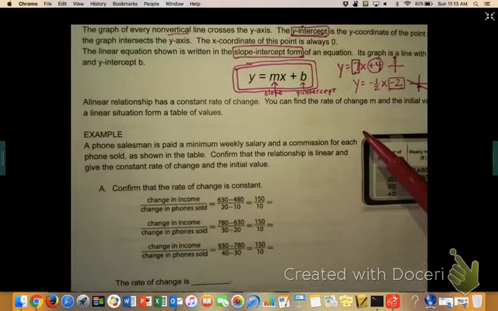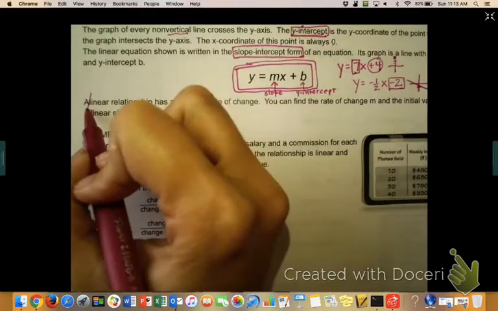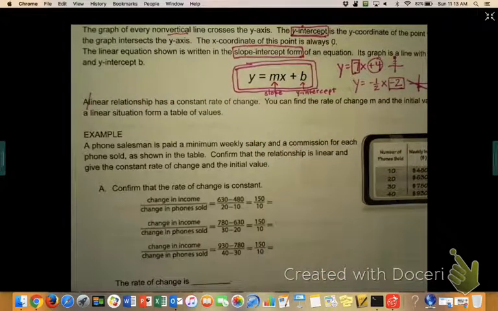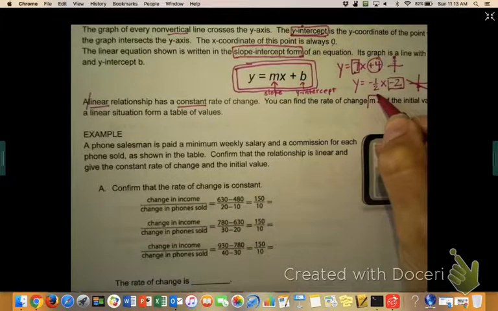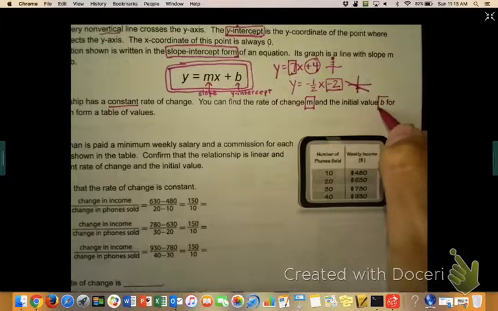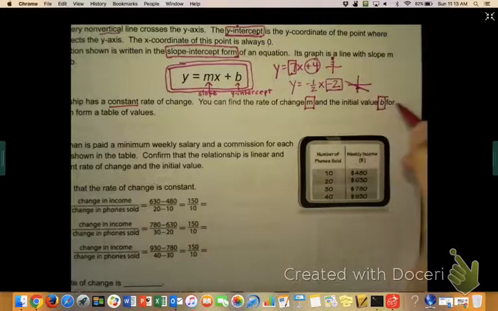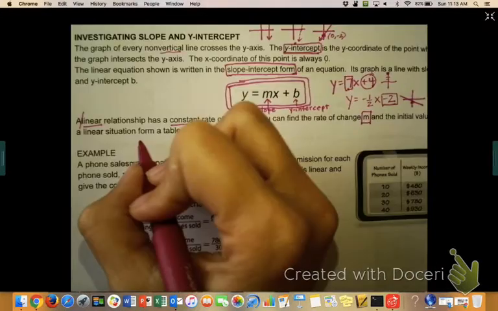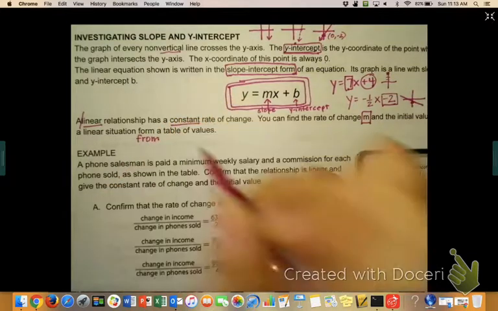All right, a linear relationship has a constant rate of change. We've talked about constants a lot. And if it's linear, if it's a straight line on a graph, it has a constant rate of change. You can find the rate of change, which is your m, and the initial value b for a linear situation from a table of values.